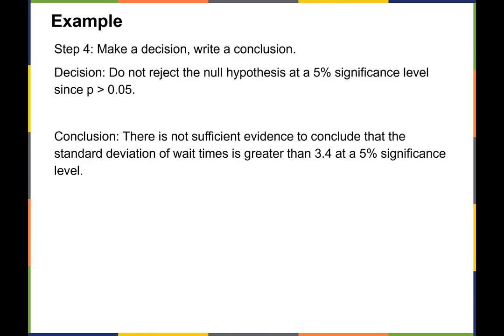So now we need to make a decision and write a conclusion. Well, our p-value is 0.054213. That is bigger than 0.05, so we do not reject the null hypothesis at a 5% significance level. Our conclusion is there is not sufficient evidence to conclude that the standard deviation of wait times is greater than 3.4 at the 5% significance level.